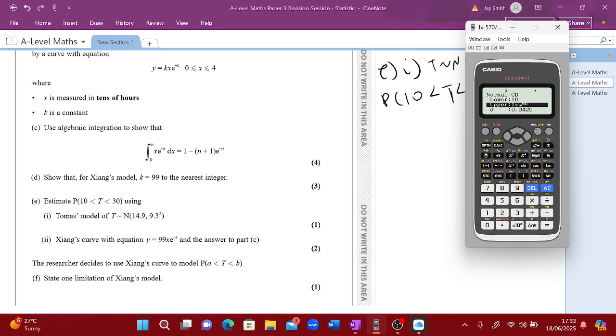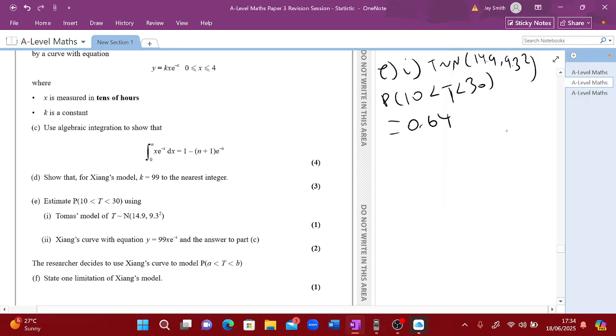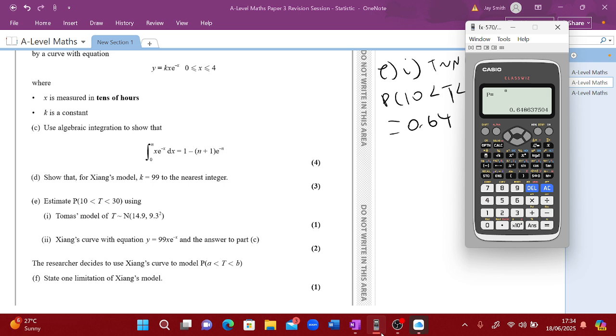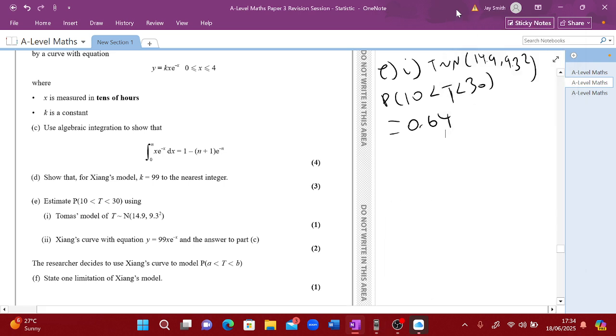Okay, so we just put the lower as 10 and the upper limit as 30, with a standard deviation of 9.3. Not 9.3 squared, 9.3. And the mean is 14.9. And so we should get this answer of 0.64863. I'm just going to say 0.86. That should be fine. And then part ii is to estimate the same probability using the curve.